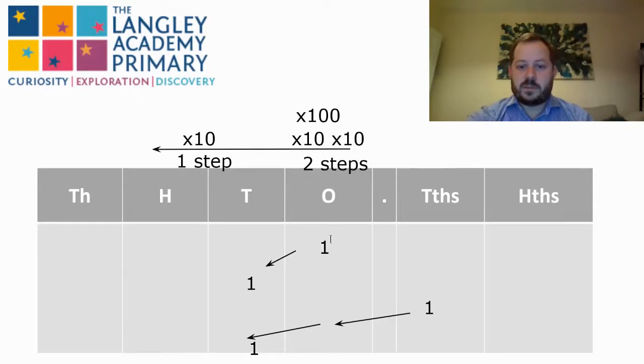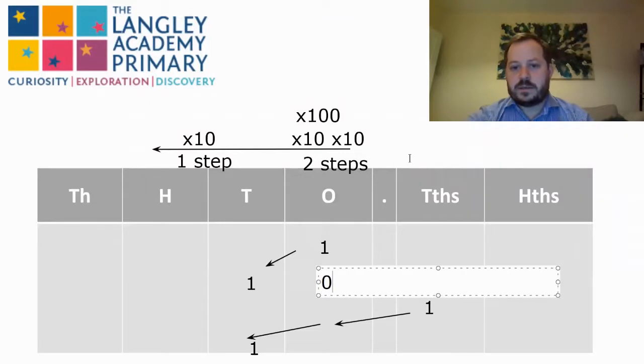So when this 1 here moves from our 1s column to our 10s column, it opens up this here, and we must put our place value in it, which is the 0, and that makes the number 10.